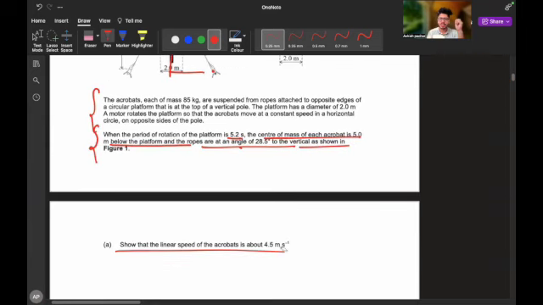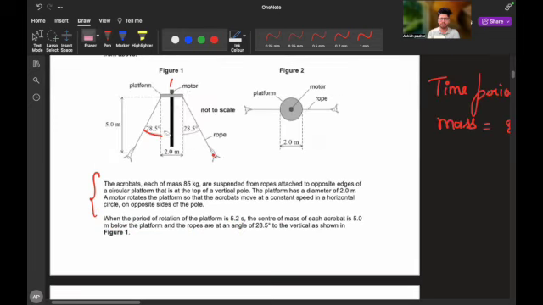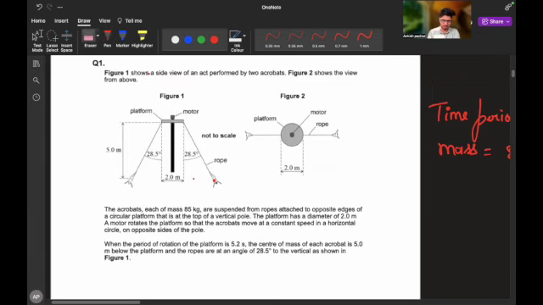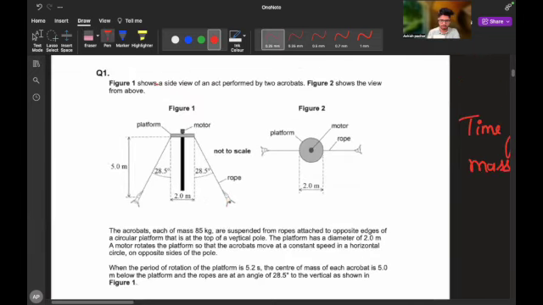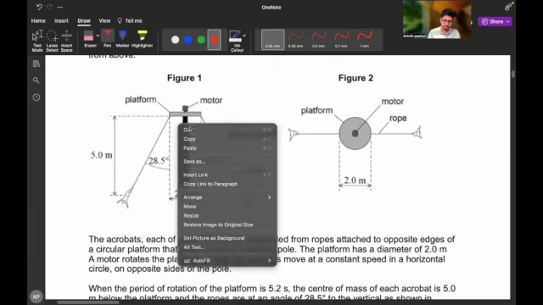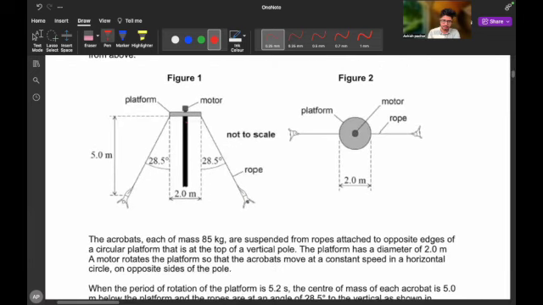Show that the linear speed of the acrobat is about 2.5 meters per second. To find the linear speed, you can easily find it. Just think of it like this: if I go to the free body diagram, let me try to make it. Okay, so let me make it for this person only.